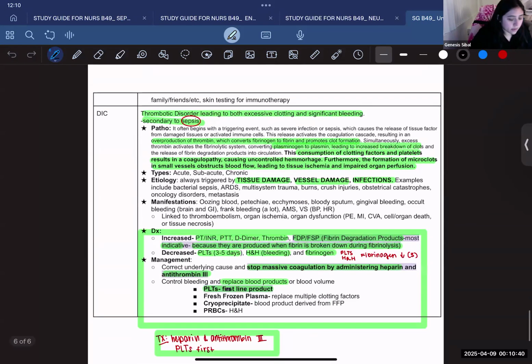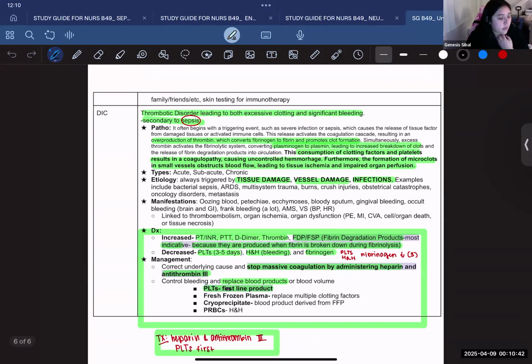So DIC, talking about that, I think I did go over it, I really can't remember. Secondary to sepsis, basically consumption of clotting factors and platelets. So basically you're having excess clotting, and you're having bleeding. What's going to happen is that tissue damage, vessel damage, and infections are usually the causes. So uncontrolled hemorrhage, and then basically microclots in small vessels, so it's two things in one, which is like, you've got to be kidding me.